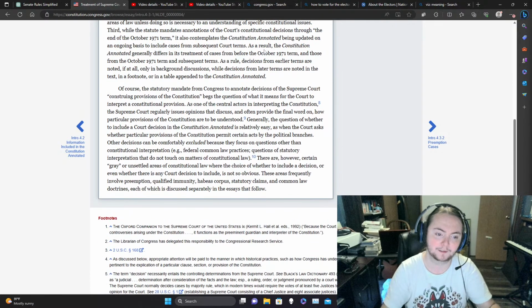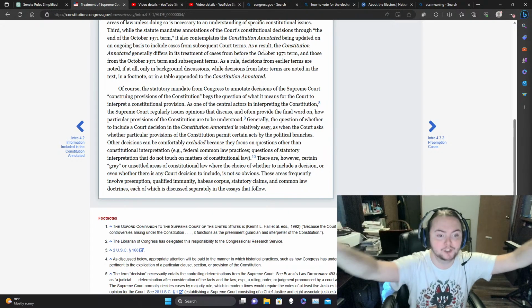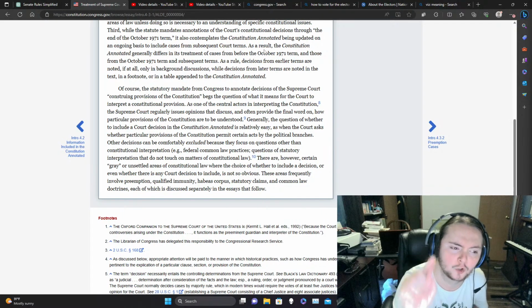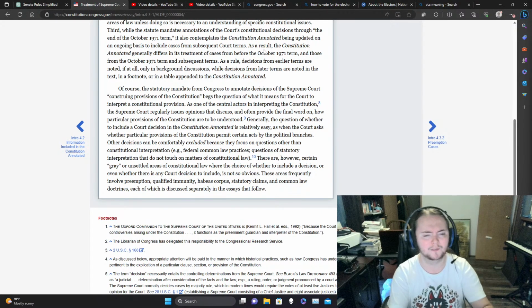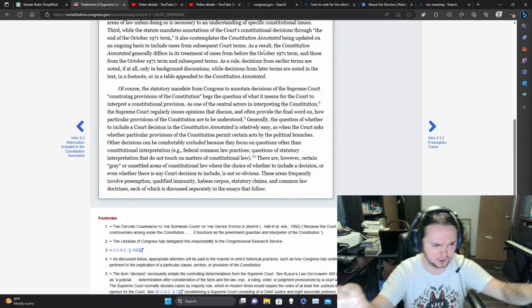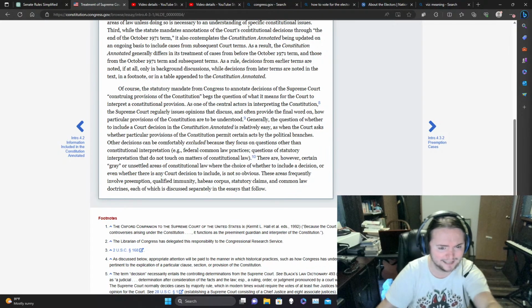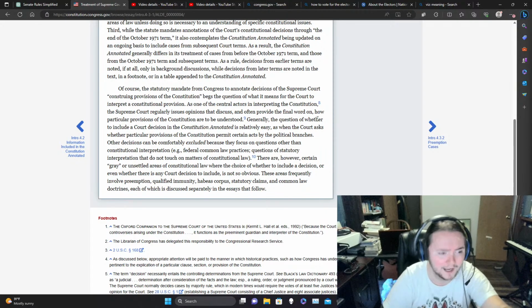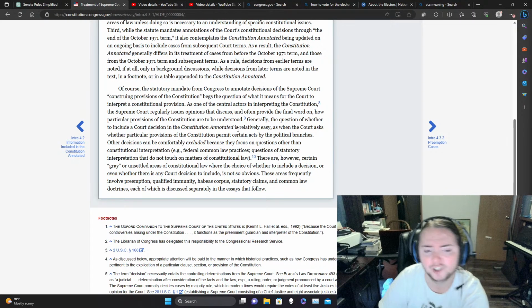Of course, the statutory mandate from Congress to annotate decisions of the Supreme Court construing provisions of the Constitution begs the question of what it means for the court to interpret a constitutional provision. As one of the central actors in interpreting the Constitution, the Supreme Court regularly issues opinions that discuss and often provide the final word on how particular provisions of the Constitution are to be understood.